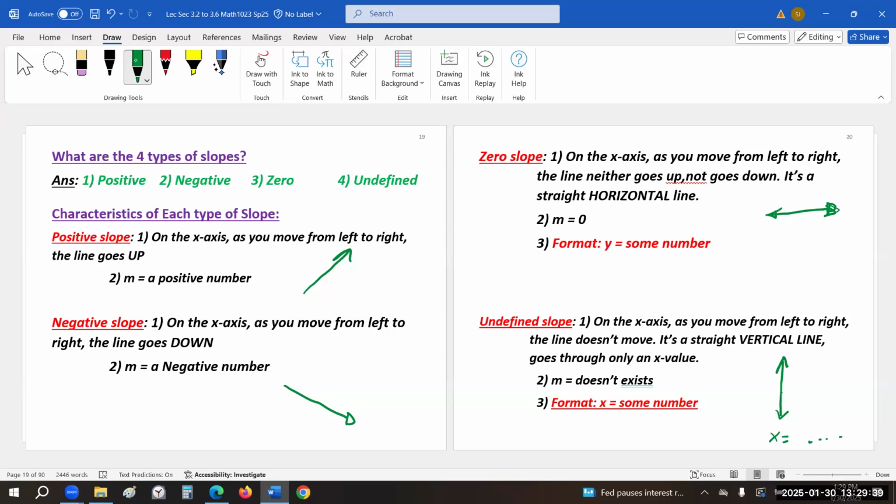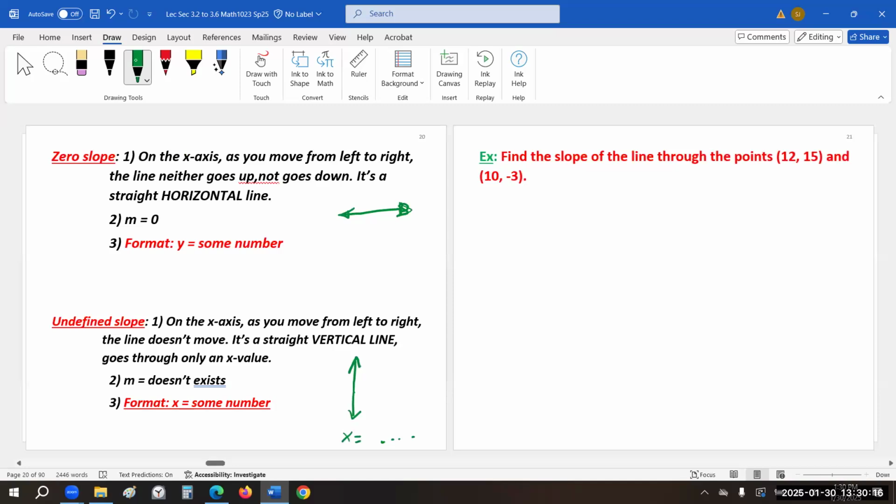So going up, positive slope. Going down, negative slope. Walking on a flat surface means y equals a number, 0 slope. Walking straight up and down, like when you climb a mountain. Did any of you climb a mountain? Did you go left, right, or did you go straight up and down? Depends. So mostly we go straight up and down. So when you climb a mountain, you have no slope. So the slope is undefined, doesn't exist.